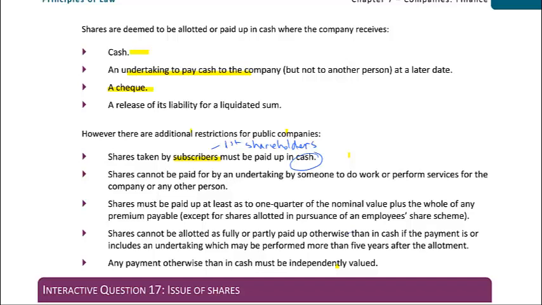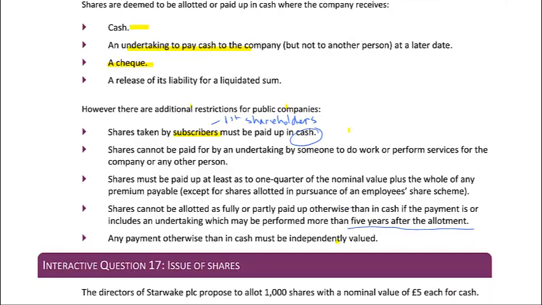And any undertaking to pay in the future must be within 5 years. And then this point here, we said that for a private company, the courts are fairly relaxed. They'll go on a reasonable estimate by the directors. But if it's a PLC and you're taking non-cash payments, then you must have an independent valuation by a qualified valuer as evidence that you've actually taken the right amount in return for those shares.